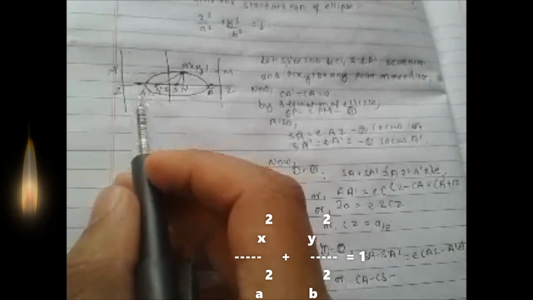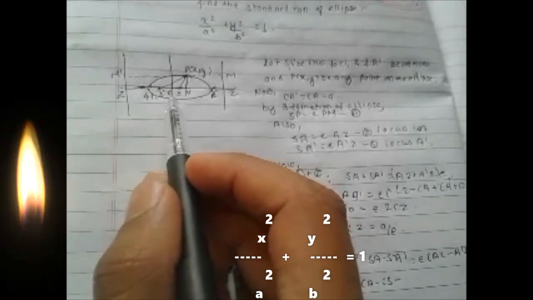What is SA? SA is CA minus CS. We can write SA is CA minus CS. And what is our SA dash? SA dash is CS plus AC. CS plus will be changed into minus AC is equal to, don't worry if it is A'S or write A'S'C because it will be same. E times AZ minus A'SZ.